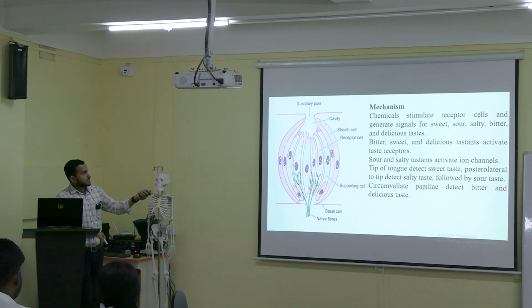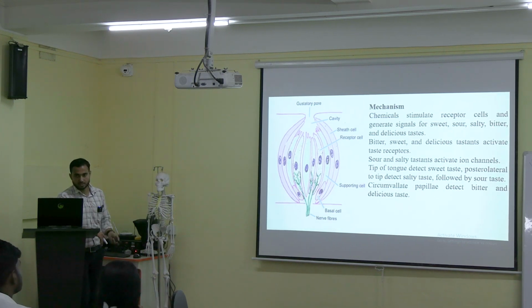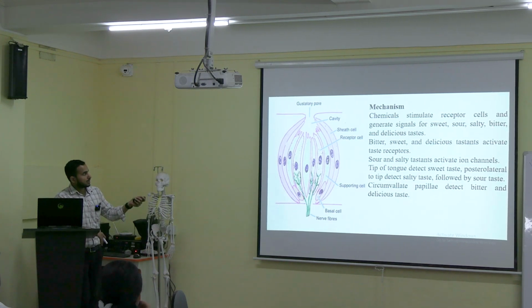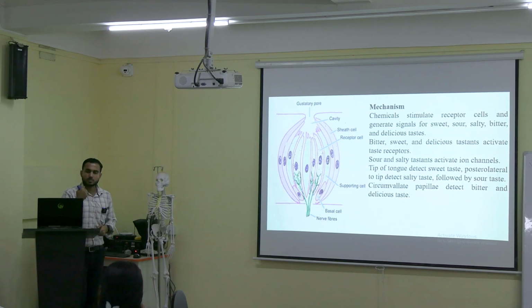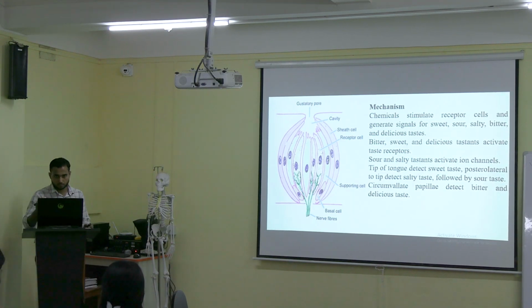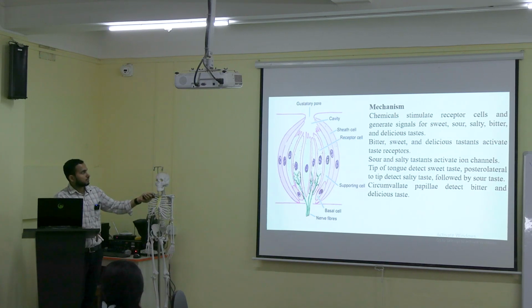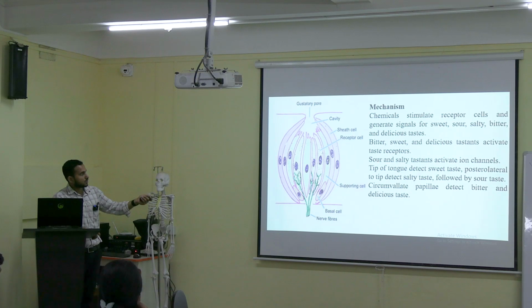Now the chemicals stimulate the receptor cells and generate signals for sweet, sour, salty, bitter and delicious taste. Now there are different areas of the tongue from which different tastes are being carried. I hope you know that. So bitter, sweet and delicious taste activate the taste receptor. Sour and salty taste activates the ion channel.